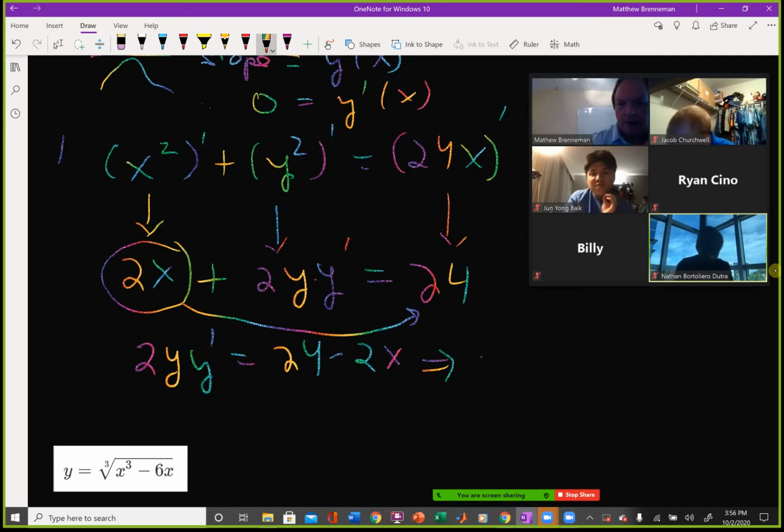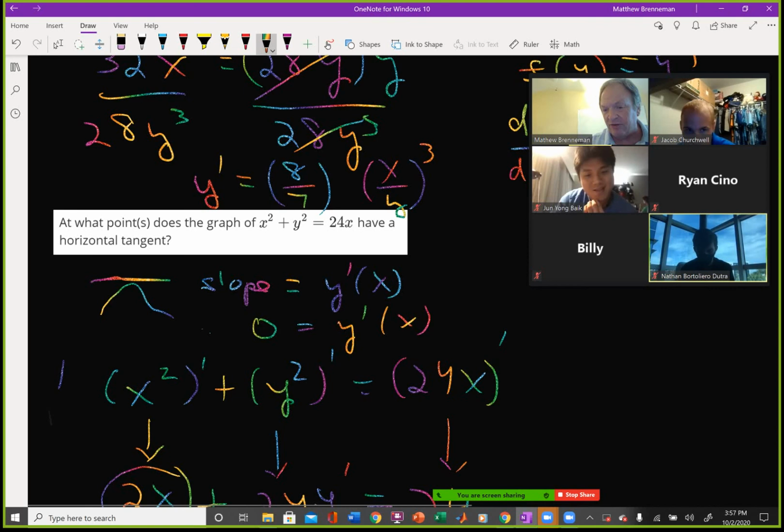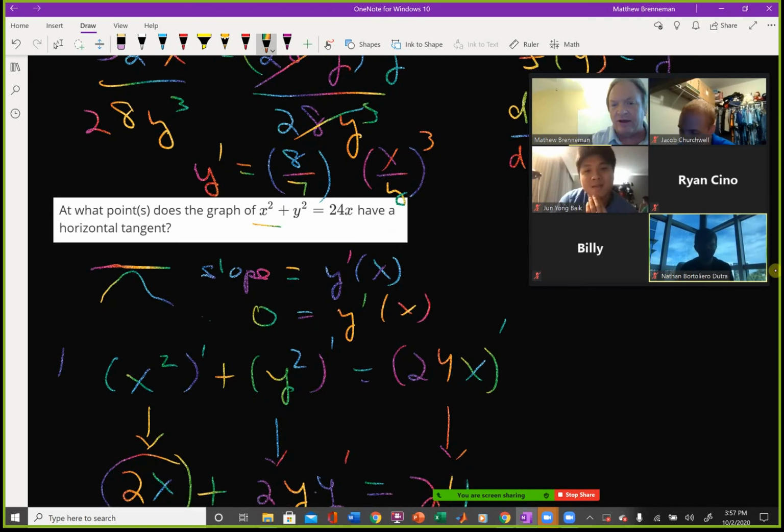And so y prime is equal to, I'm going to be able to cancel a 2 from both sides, okay? So I'm going to get 12 minus x over y. And so this gives me the slope of the tangent line for any value of x and y. Notice now it's a function of x and y, okay? It's not just a function of x. The reason why is because this is not a function, okay? This is a relationship.